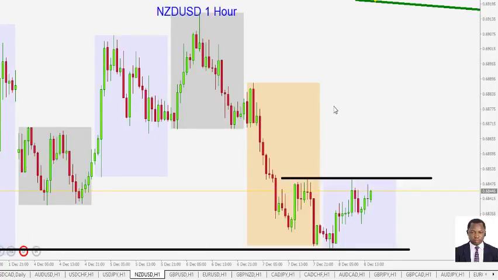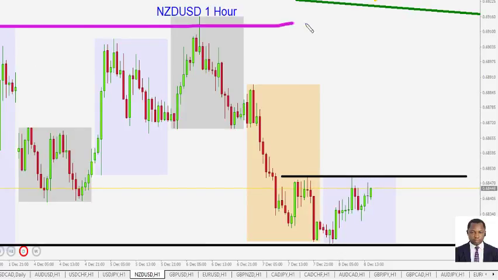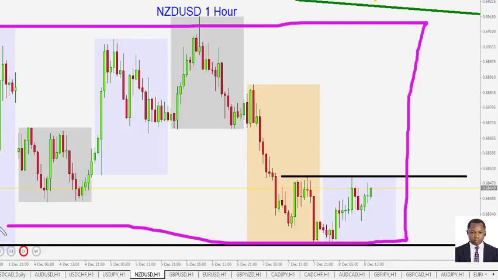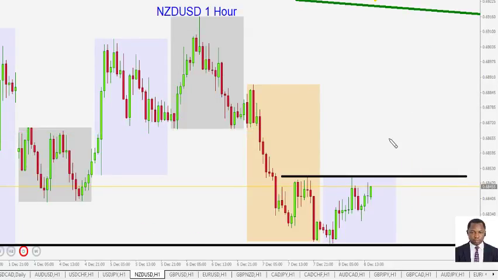How about the New Zealand dollar against the American dollar, the 1 hour time frame? In fact, you can clearly see how price has been sideways for so many days. It's like a war zone. Okay, again, not a tradable market, but let's wait and see the type of price condition that we are going to get for this pair.